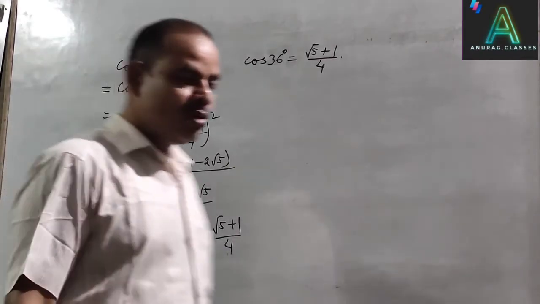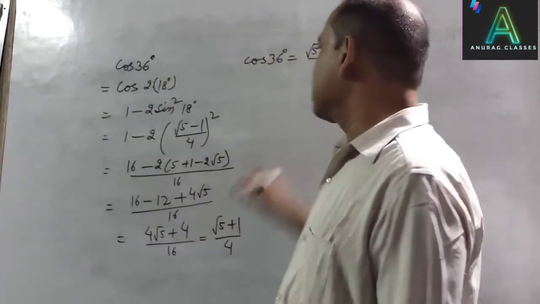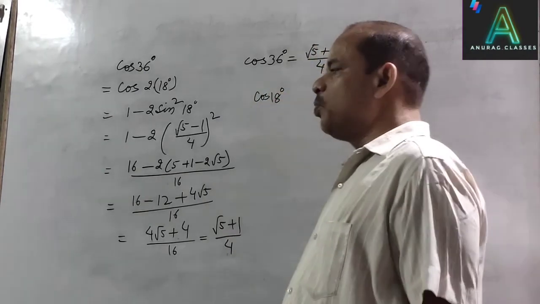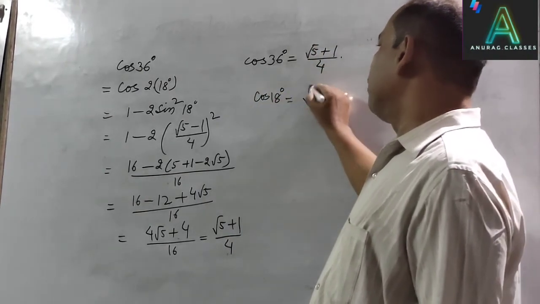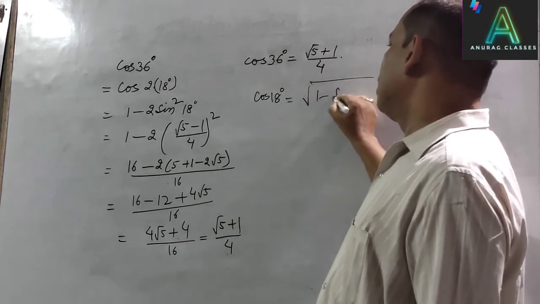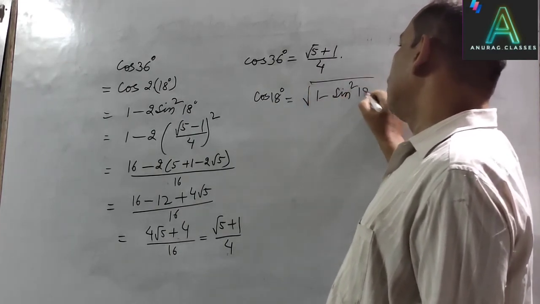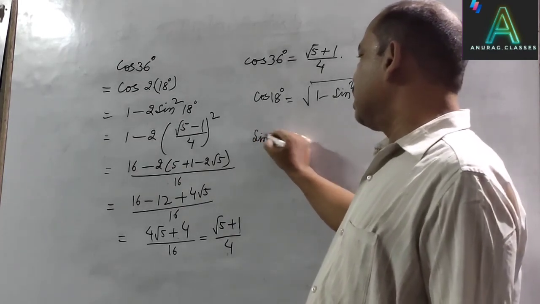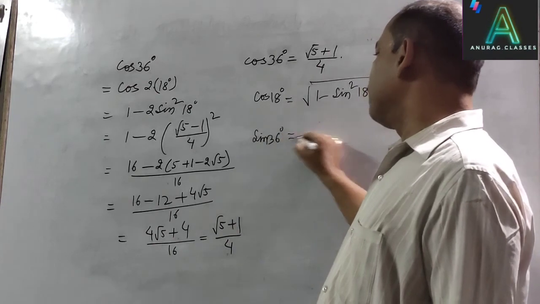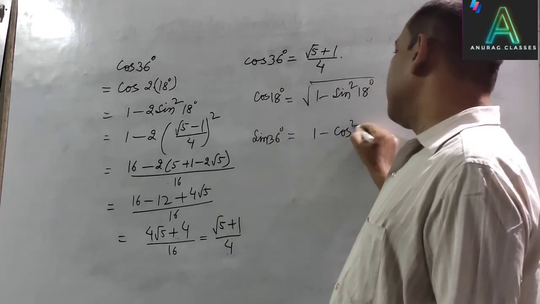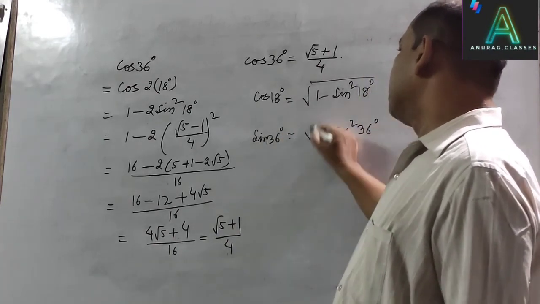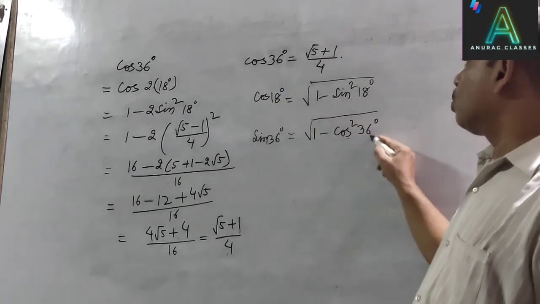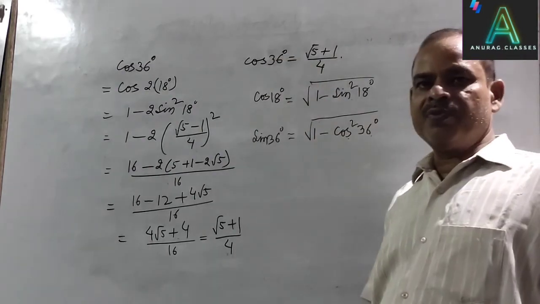Similarly, suppose I want to find the value of cos 18 degree. I am leaving the problem for you. Cos 18 degree can be found by using the formula cos 18 degree is equal to under root 1 minus sin square 18 degree, and sin 36 degree can be found by using the formula under root 1 minus cos square 36 degree. As you have seen, the values of sin 18 degree and cos 36 degree are already before you.